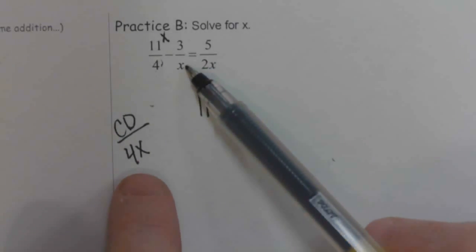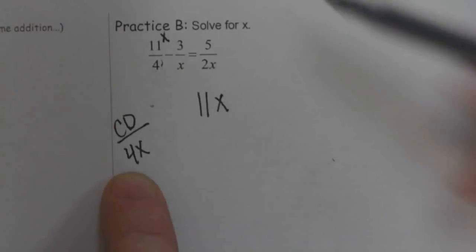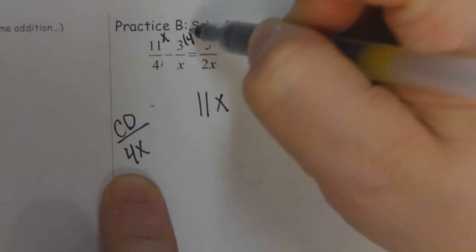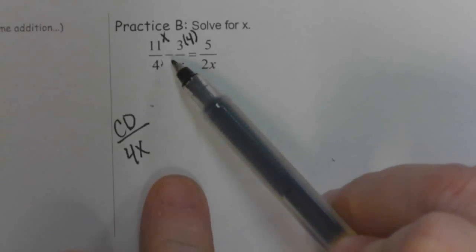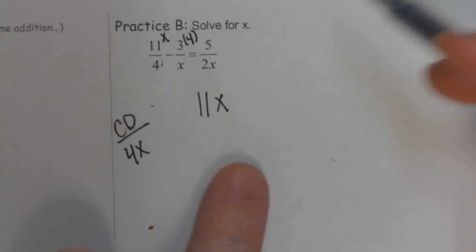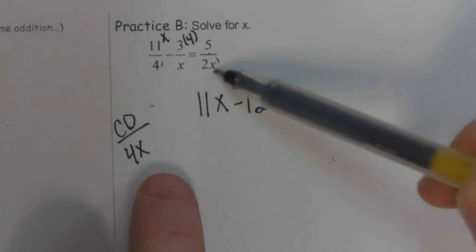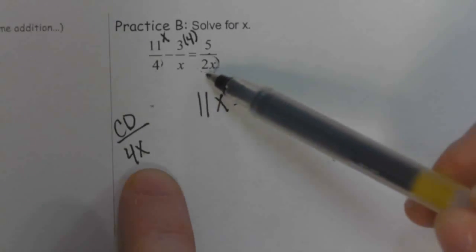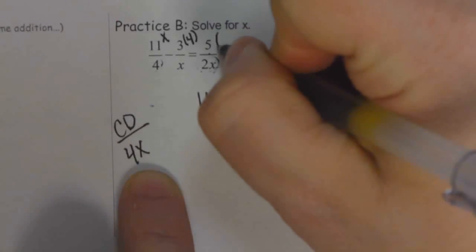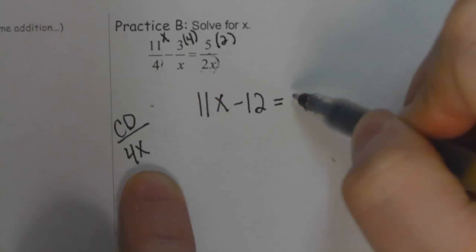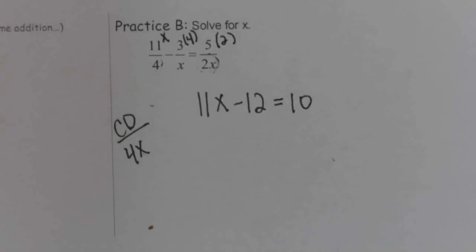What part of the denominator is the x missing? 4. So what am I going to multiply the top by? 4. Don't forget your negative sign right there. What's it going to be? Minus 12. Okay? What part of my denominator am I missing? It's 2, right? So I have to multiply the top by 2 and I get 10. Okay? Now I just need to solve that. So there's no denominator for solving.